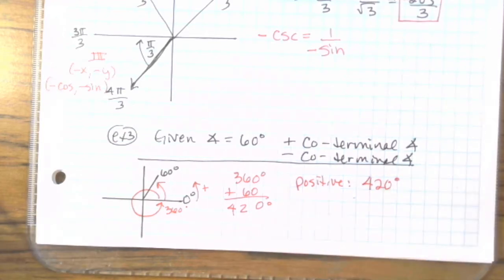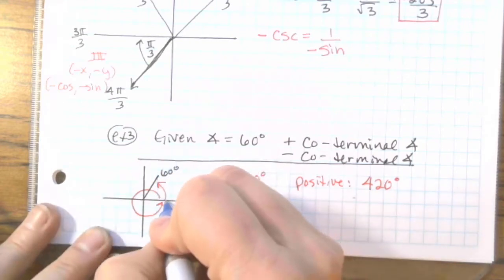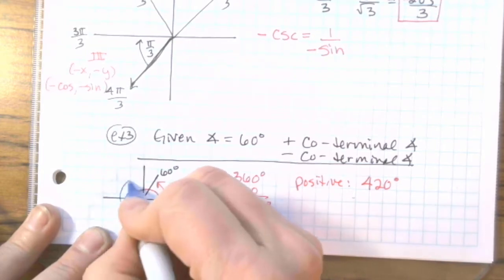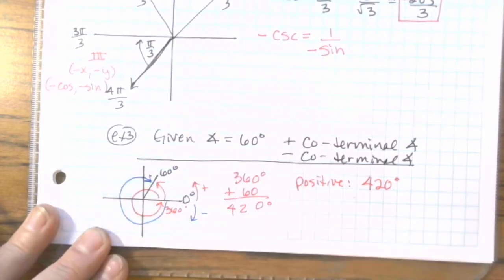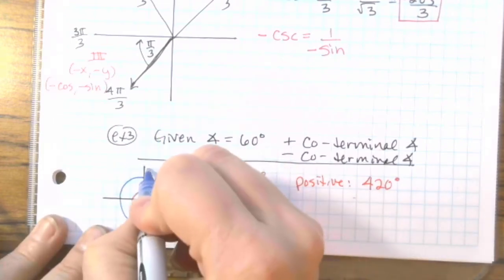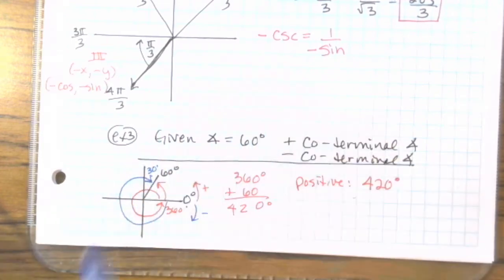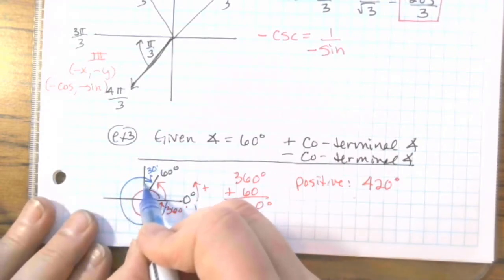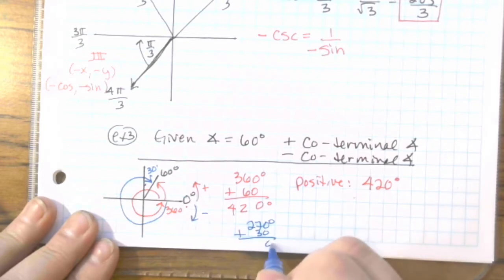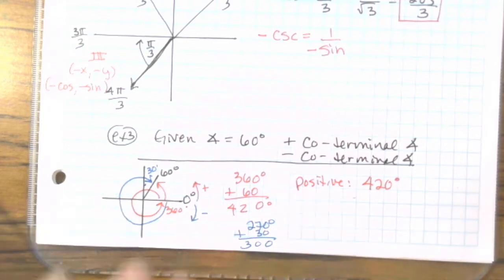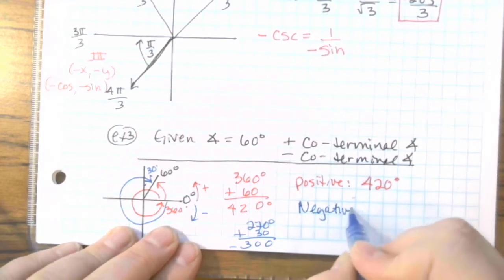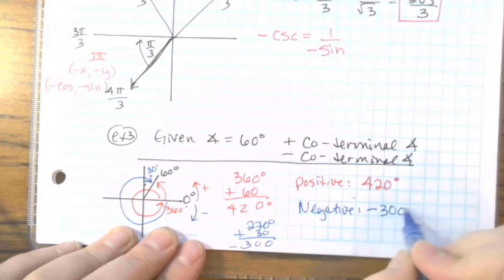Now, to find the negative coterminal angle, we're going to go the other way. So negative is always clockwise. We're going to go around and stop at the 60. So there's a couple ways to do this. One of them is to recognize that if this is 60, the remaining piece here is 30. So I can take 270 degrees and add 30, which gives us negative 300. So our negative coterminal angle is negative 300 degrees.